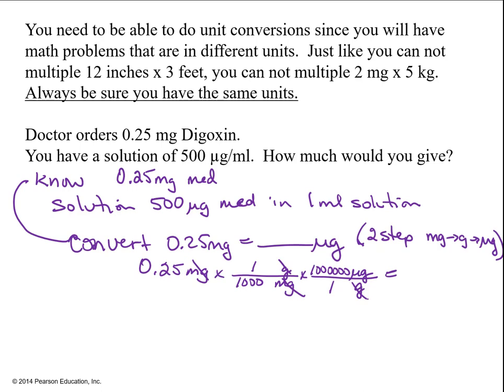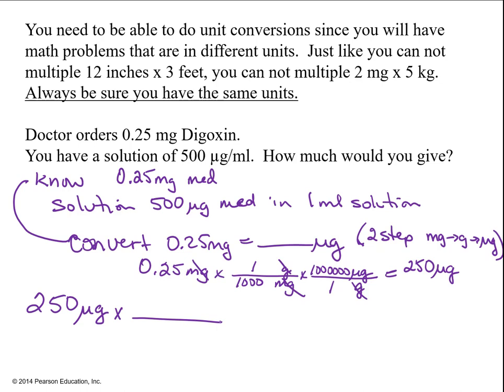Doing the math for this, 0.25 times a million divided by 1,000, you get 250. So now I know 250 micrograms is what I need to give. That's how much of this medicine I have to give this patient. And it comes in a liquid where there's 500 micrograms in a mil. So I can use that concentration, the solution.